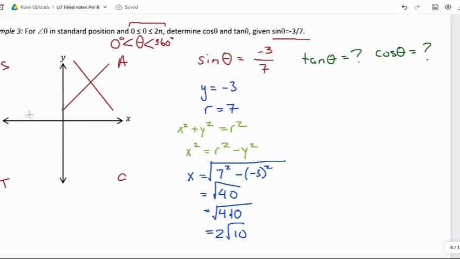Will the angle be in the second quadrant? No, because sine is positive. Can the angle be in the third quadrant? Yes. And can it be in the fourth quadrant? Yes. So what that means is we need to create 2 sets of ratios. So we'll start off by giving the ratios in quadrant 3.